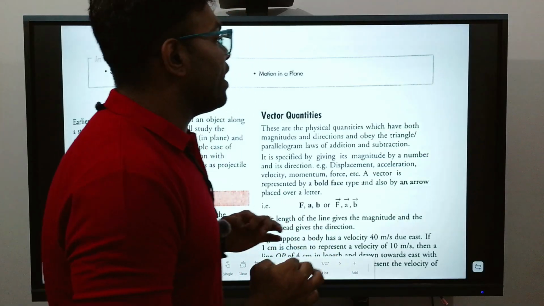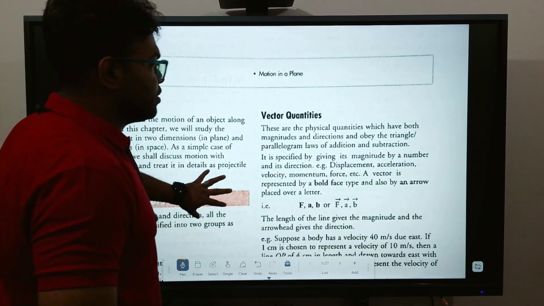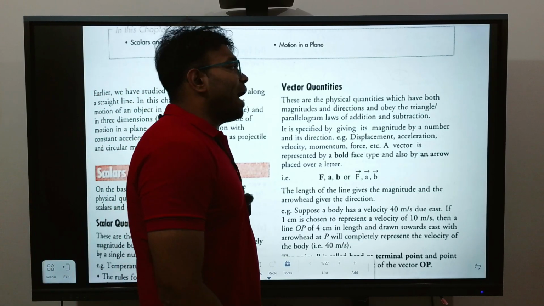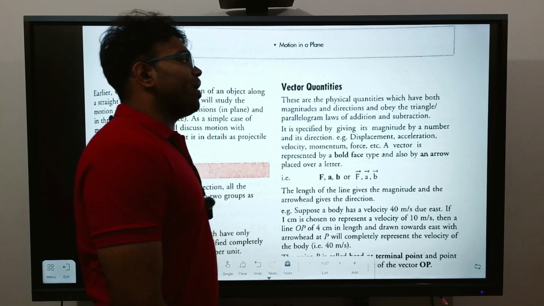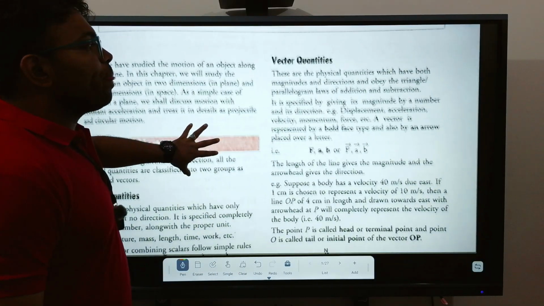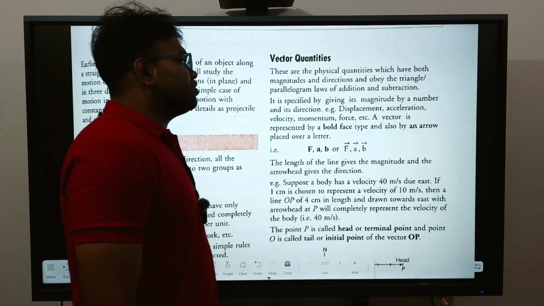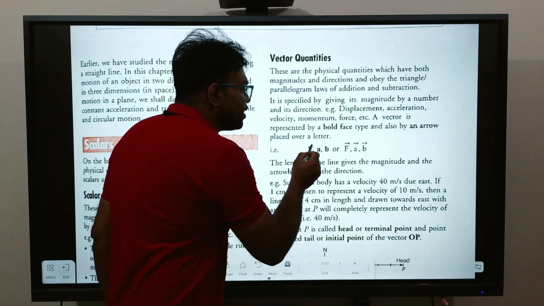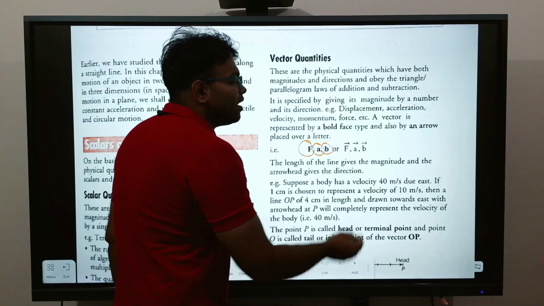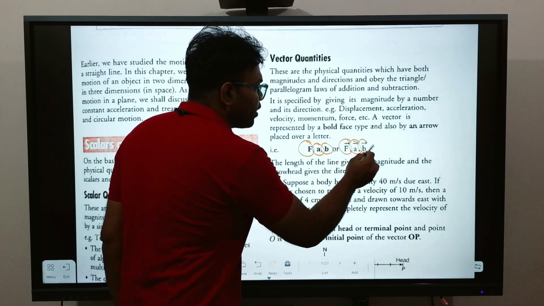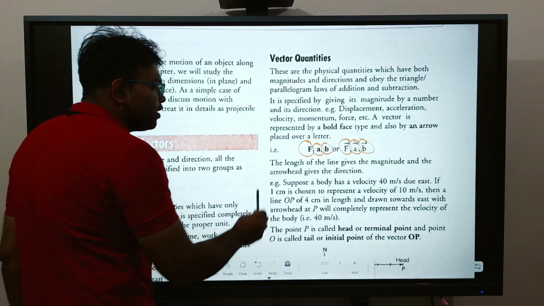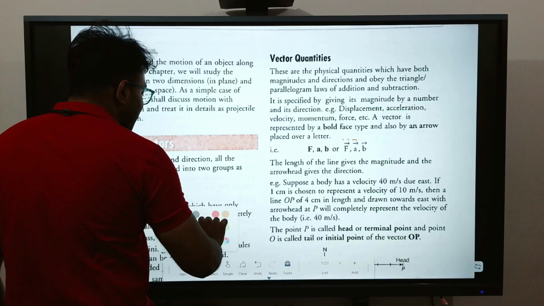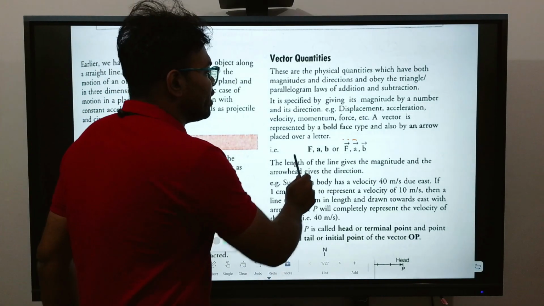So directionality matters in the case of vector quantities. Now, vector quantities can be added and subtracted using the parallelogram or the triangular law of addition and subtraction. In this book we are going to represent vectors either as bold letters or as letters with arrows on top. Both of them represent vector quantities, right?